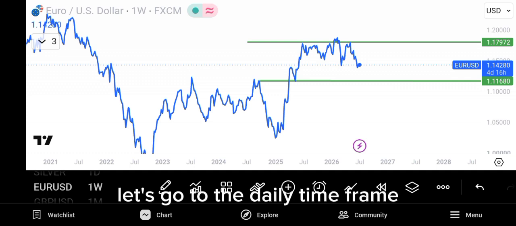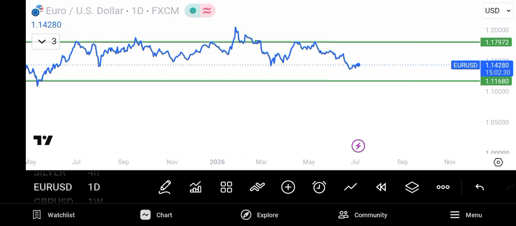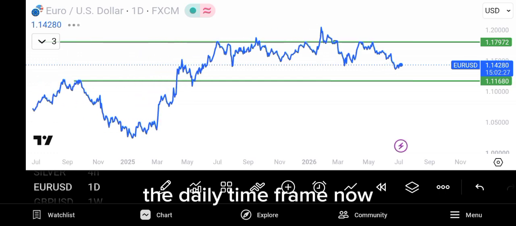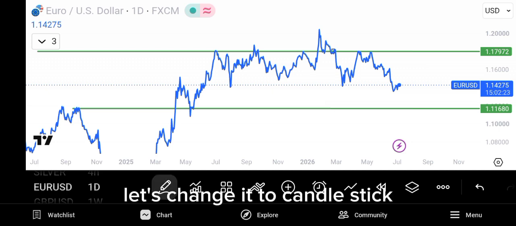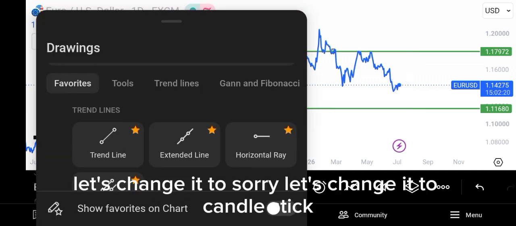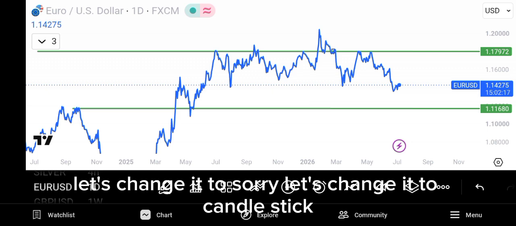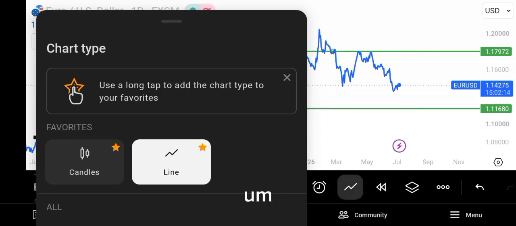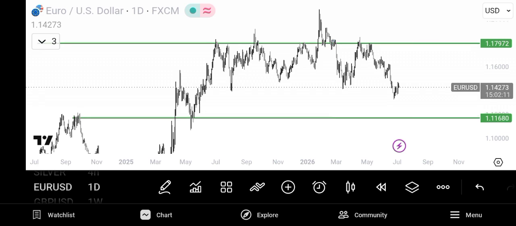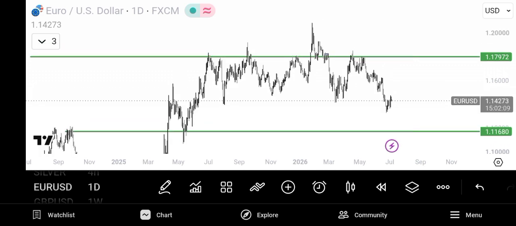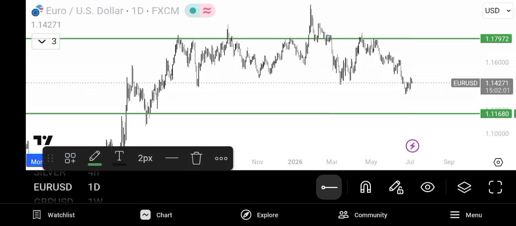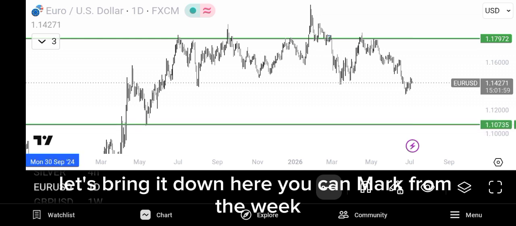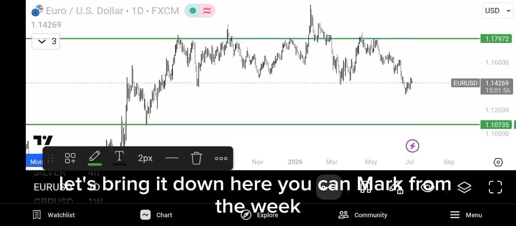So let's go to the daily time frame. The daily time frame now. Let's change it to candlestick. I believe you can see it clearly. Let's bring it down here. You can mark from the week.